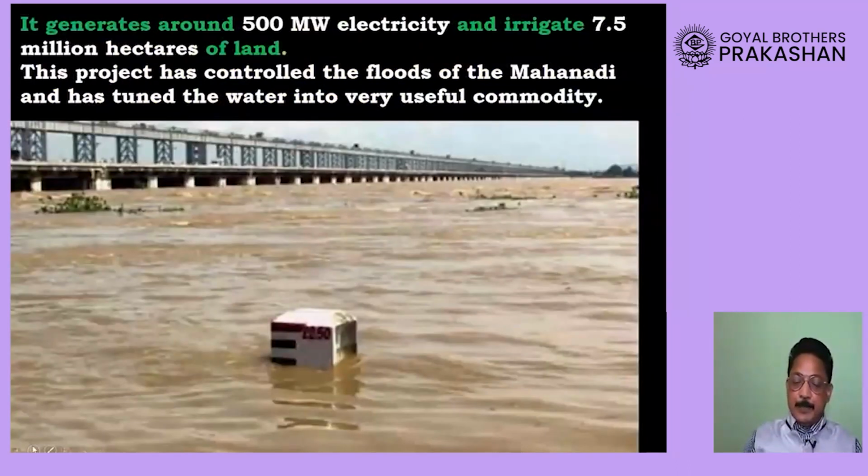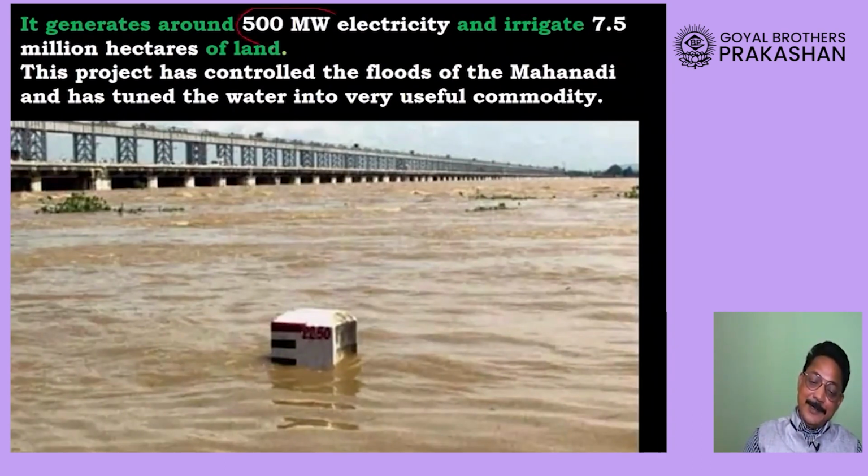Look at this. As I said some time back, this river was called Tears of Orissa. It used to cause a lot of damage due to floods. But now what are we doing? We are producing electricity using it. How much? 500 megawatt, which is a large amount of electricity. This dam is, dear student, providing water to almost 7.5 million hectares of land.